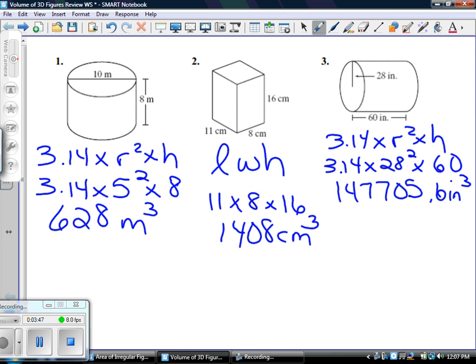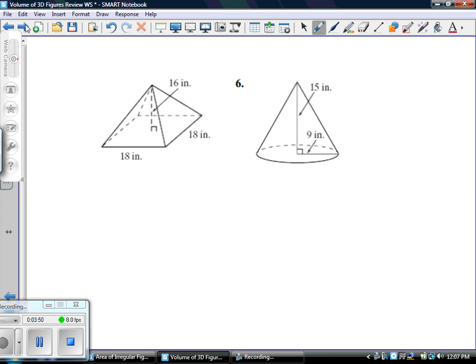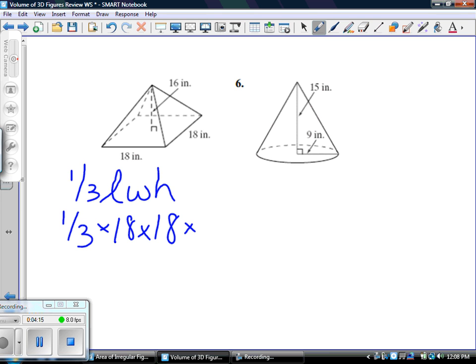Okay, so if we were to move on, we see 2 more figures here. The first one's a pyramid, specifically a square pyramid because the base is a square. So the formula here that we would use is 1/3 length times width times height. The length and the width will be the 18 because for the base, the length and the width are the same because it's a square. And then the height of the entire figure, which is what that height stands for, is 60. And so now that I've plugged in, if I was to do my calculations, 1,728 inches.